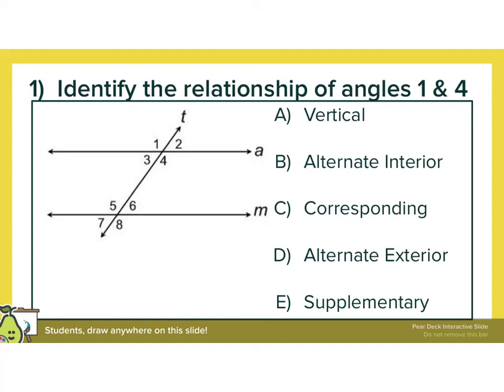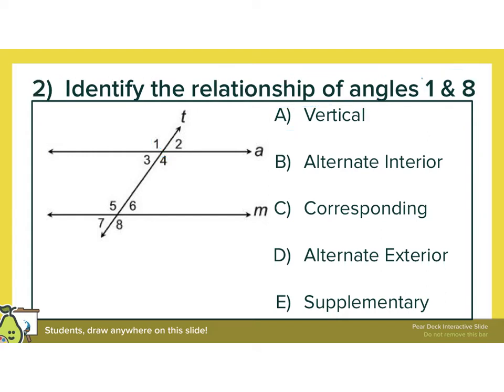All right, so let's just try this out. Let's identify the relationship between angles 1 and 4. So angle 1 and angle 4, okay? They're directly opposite each other. Those are called vertical angles, and those would be congruent. I'm just going to write that for myself because that's going to matter later. Those are congruent. None of the other ones are correct.